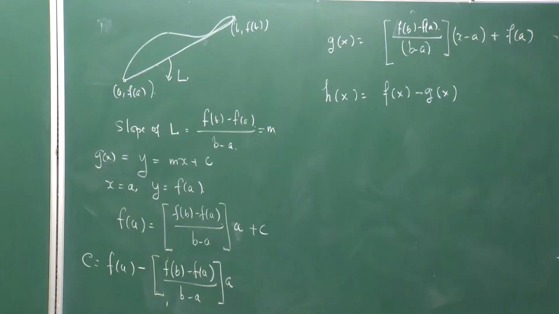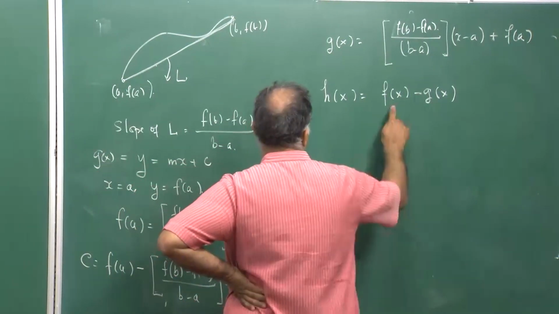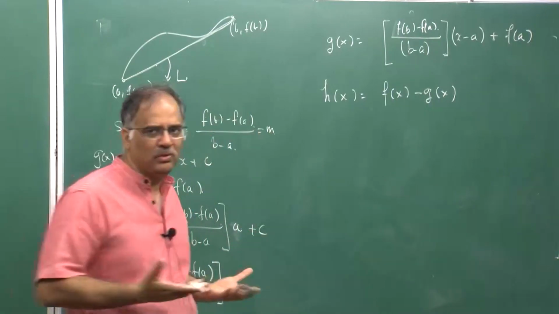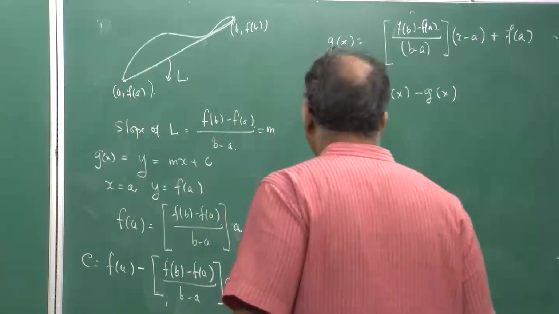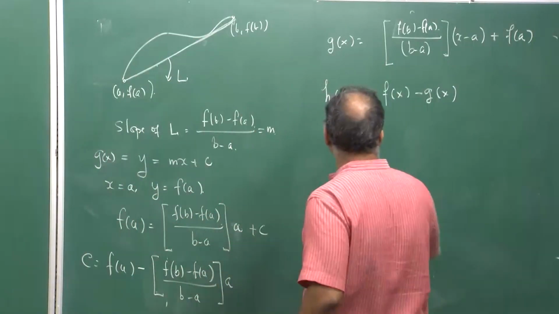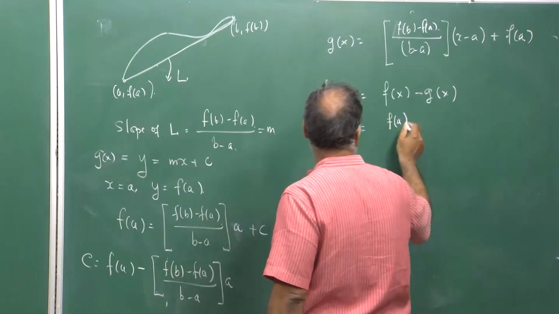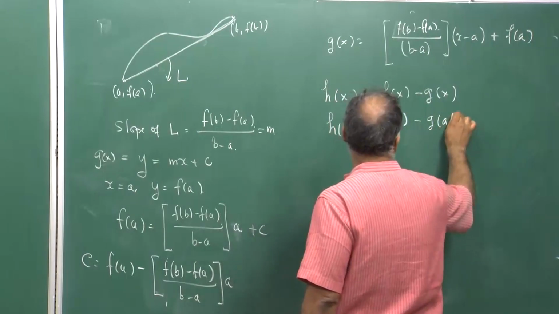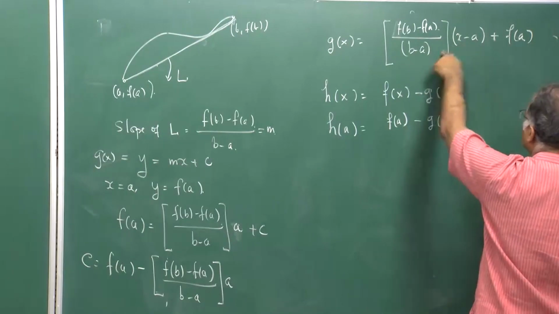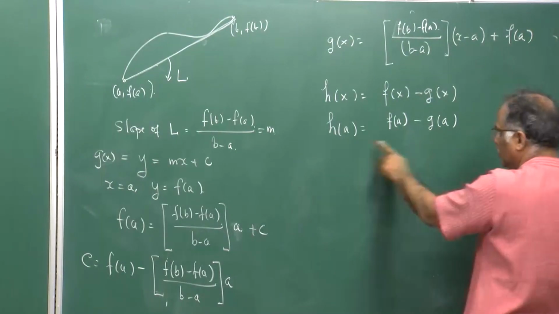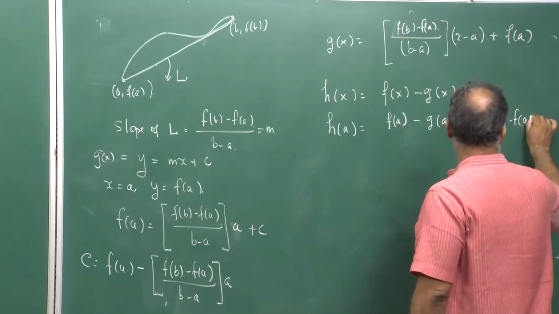So now what is my h? This function, because f is continuous in the closed interval [a, b] and differentiable in the open interval (a, b), h also satisfies the same properties. Now, what is h(a)? h(a) is equal to f(a) minus g(a). What is g(a)? If I put x equal to a, this is 0, so g(a) is equal to f(a). So f(a) minus f(a) is equal to 0.